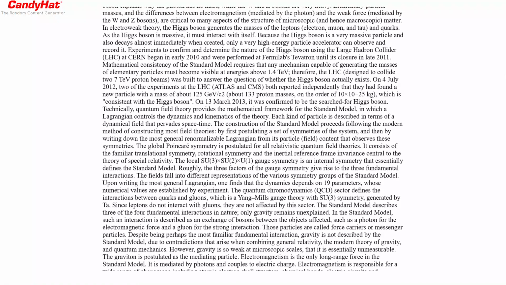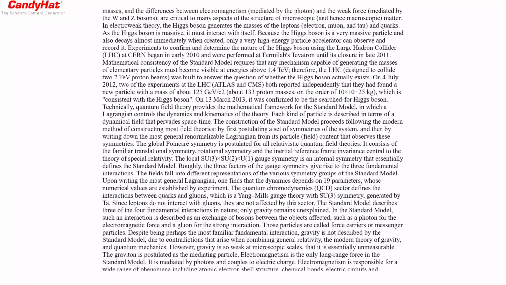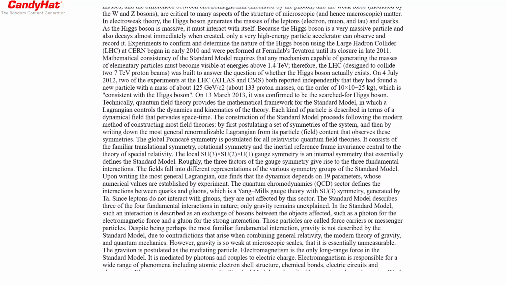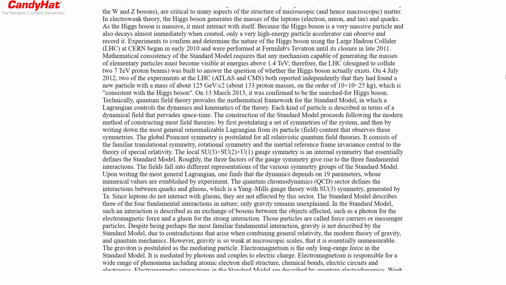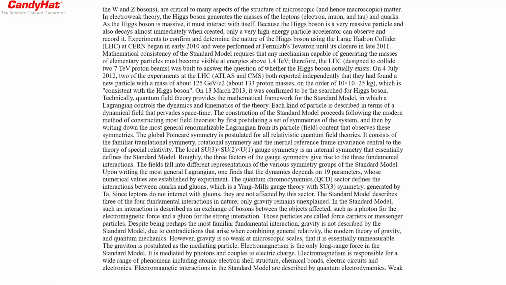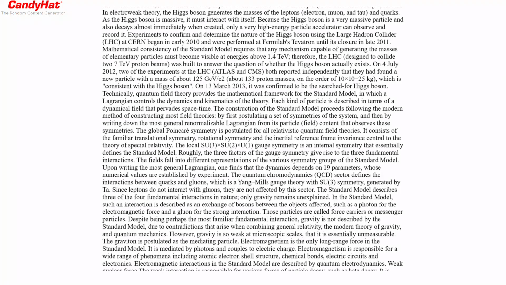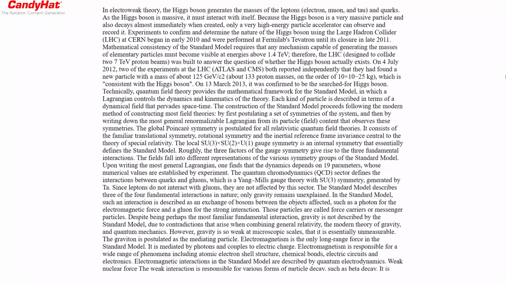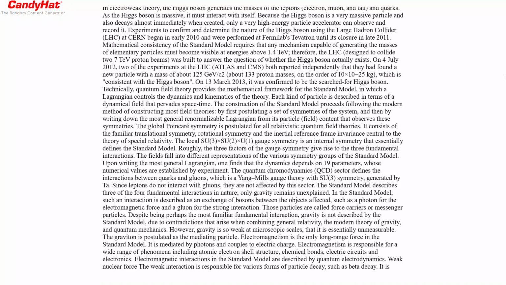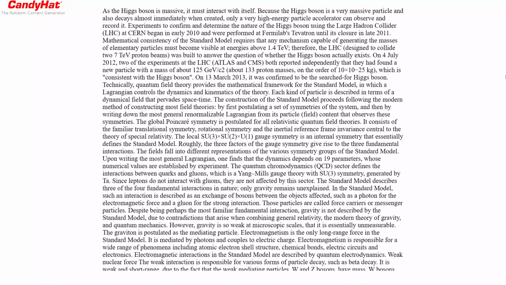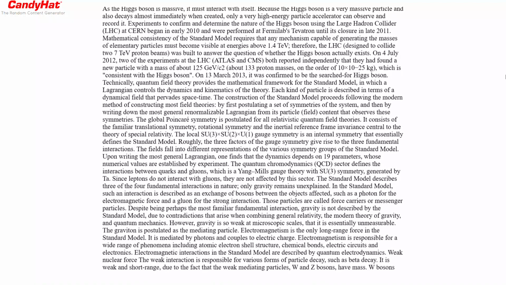Upon writing the most general Lagrangian, one finds that the dynamics depends on 19 parameters, whose numerical values are established by experiment. The quantum chromodynamics, QCD, sector defines the interactions between quarks and gluons, which is a Yang-Mills gauge theory with SU(3) symmetry generated by T^a. Since leptons do not interact with gluons, they are not affected by this sector.